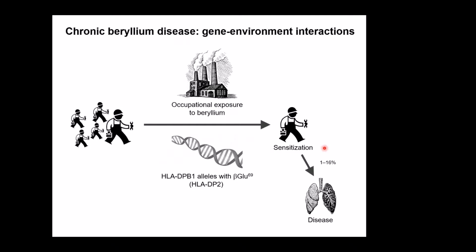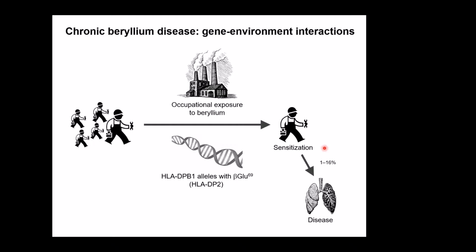So chronic beryllium disease is a classic example of a gene by environment disease. You have workers who have an occupational exposure to beryllium. It's a lightweight, highly valuable metal in industry. Number 4 on the periodic table, used in, as I mentioned, the aerospace industry and other high-tech industries.